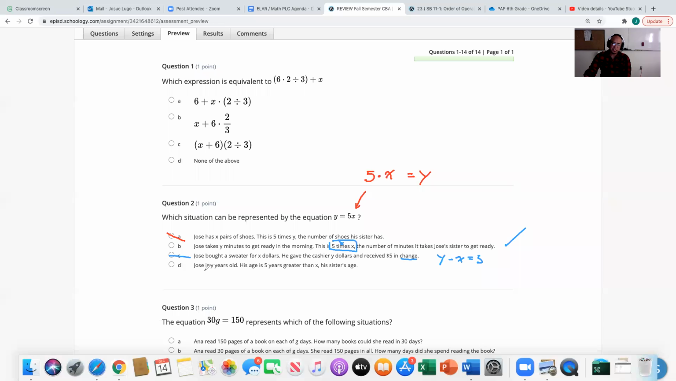And finally, D. Jose is Y years old. His age is 5 years greater than X. When something is greater than, it's just addition, right? So that's not it, ladies and gentlemen. The answer is B. Again, we just saw what operation we're doing. We're doing multiplication, and we saw which of these shows multiplication in the right way, and the answer was B. Let's see that in number 3.